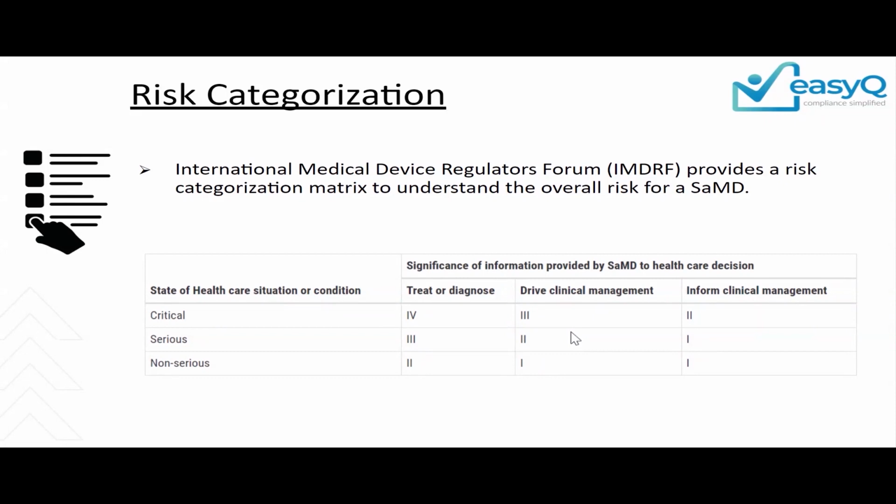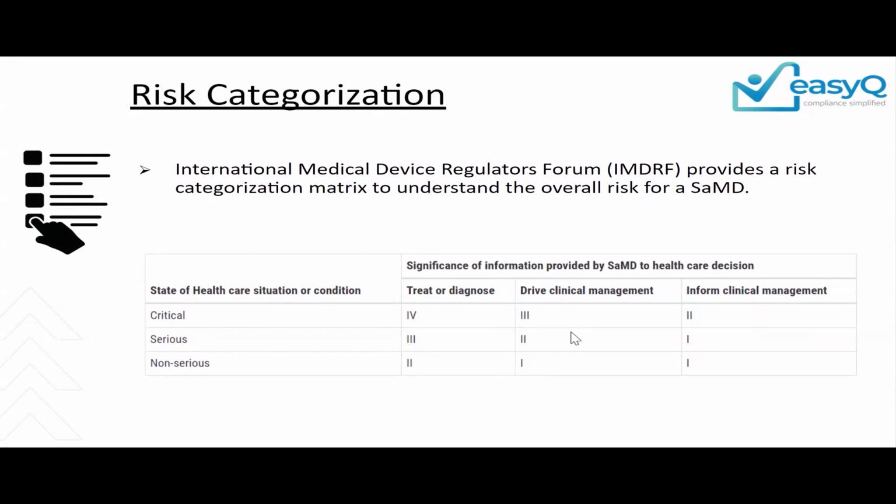Talking about risk categorization, IMDRF defines the risk categorization for SaMD into typically four classes: one, two, three, four. But if you see the table on screen, the risk classification is based on two key factors. One is what disease state you are looking at. Are you looking at early stage cancer, or stage 3 cancer? So what is the criticality of the disease when you will be intervening, or your product will be coming into the picture?